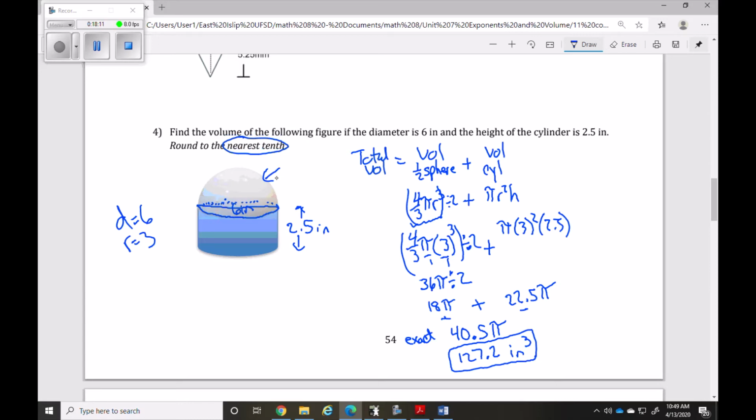So there is a question about half of a sphere on your test, so make sure you just remember that you find the volume of the whole sphere and divide by 2. Next page.